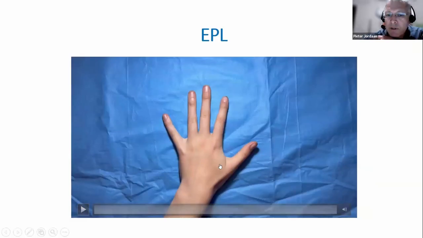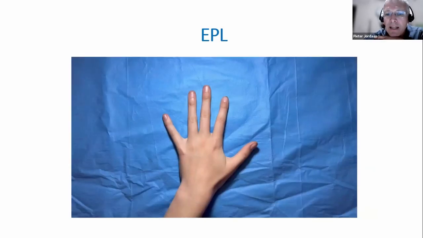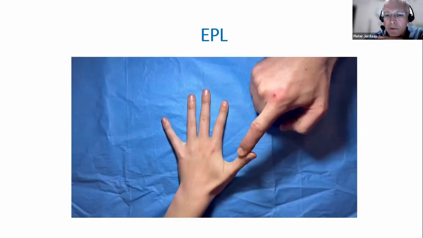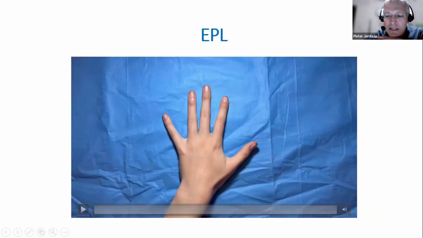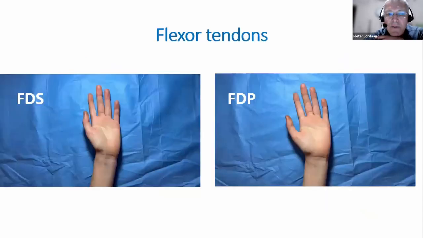But basically, when you examine an EPL, this is the best way to examine EPL. Get the patient to put their hand flat on the table, and then you ask them to retropulse or elevate the thumb off of the table. You can clearly see the EPL over there. And this is the best way to test for EPL. Don't just get them to flex and extend the IP joint.